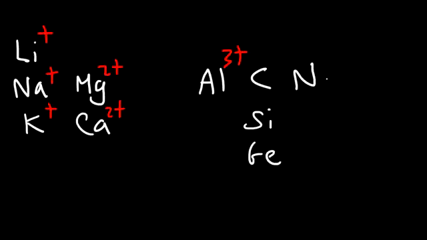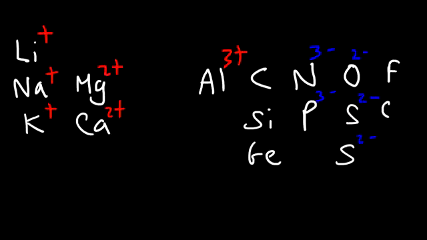In group 5A, you have nitrogen and phosphorus. These form negative charges, specifically -3 charges. And then you have elements like oxygen, sulfur, selenium. These are the chalcogens, which form a -2 charge. And finally, you have the halogens, like fluoride, chloride, bromide, and iodide. And these halogens form anions with -1 charges.